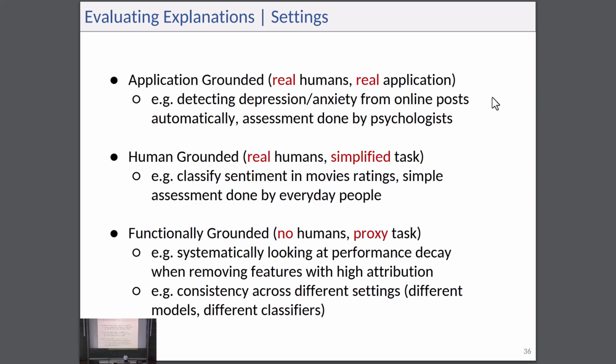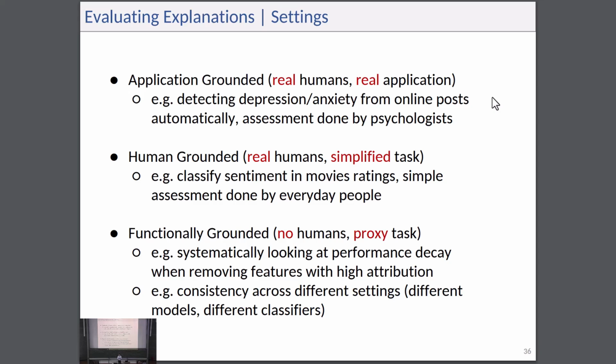Finally, functionally grounded, possibly also the hardest one to explain. You don't have any human for evaluation, and you use proxy tasks. So for instance, if I look at feature attribution explanations, I don't want to use humans in the evaluation, so I take my data set, and I know that certain features are important for a specific input, or perhaps for the model as a whole. So I remove them entirely from the data set, and then I rerun my experiments. Very costly, although probably less costly than hiring doctors to evaluate MRI scans explainability.